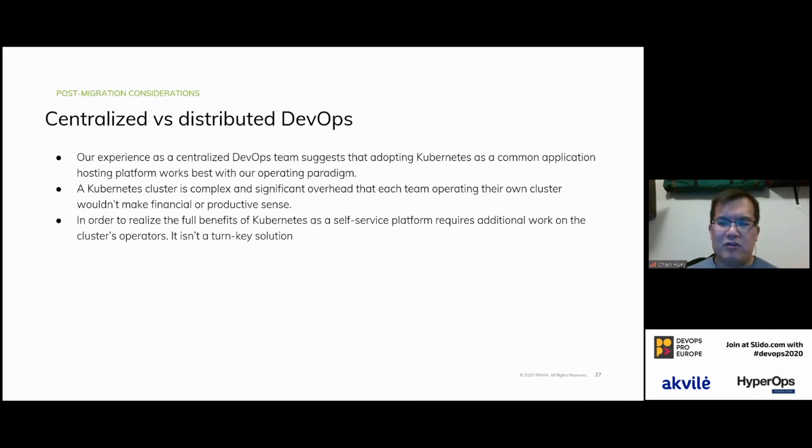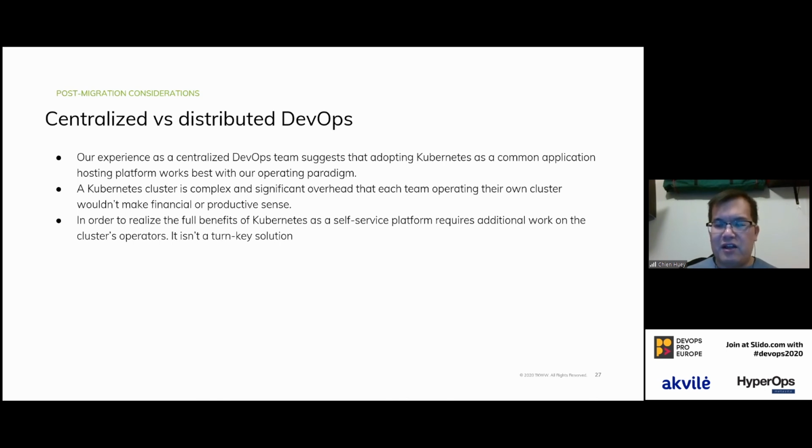The reason I say that is because a Kubernetes cluster is complex enough, and there's significant overhead, that it doesn't make sense for every team to build one. There's a certain number of instances you're going to need for a control plane, so if you're a very small application, it kind of doesn't make sense.